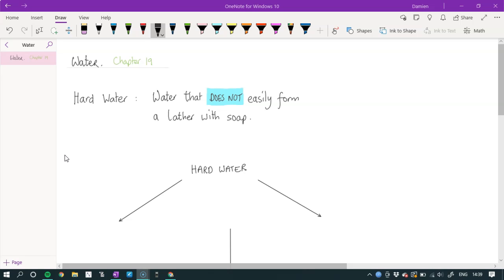So for this next section, we're going to have a look at the water chapter, chapter 19. And we're going to start with looking at hard water and what hard water is. A lot of you will have hard water in your houses, but there are different types of hard water.